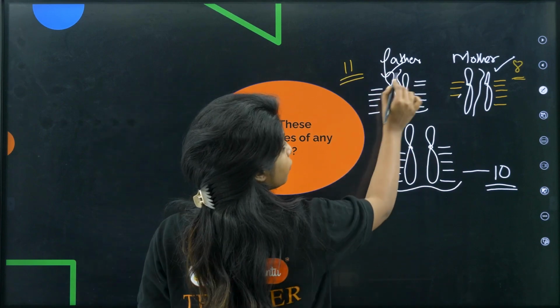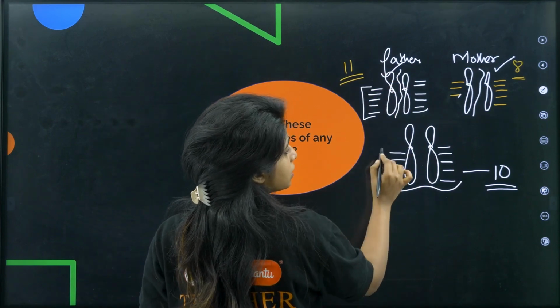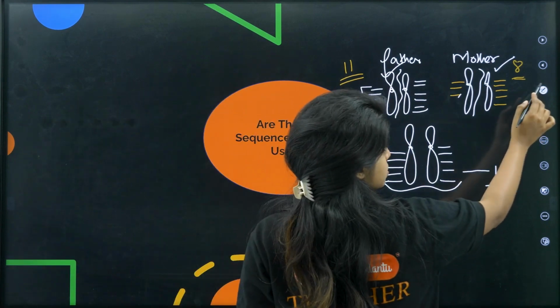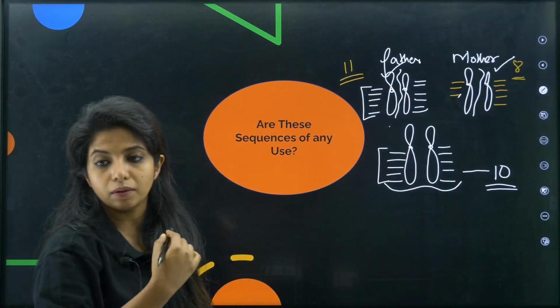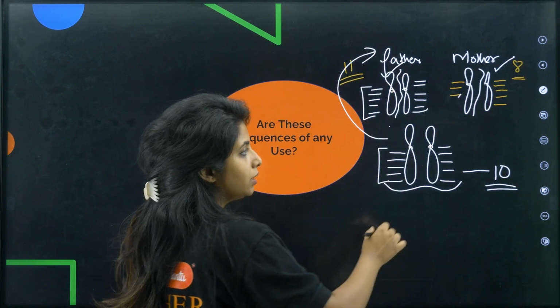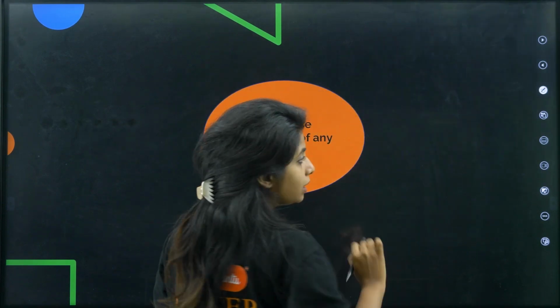So if the father has 5 repeats like this, I will also have 5 repeats like this. That is, if that comes, that is true. Basically that means that this particular person is my father. Got it? So that is for parental identification.